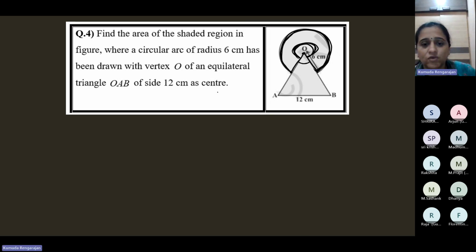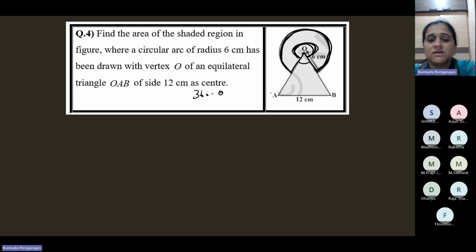See, children, we have taken the formula like this. Area of the major sector is equal to 360 minus theta. That means 360 minus 60, not 360 minus 300. You have to take the respective sector angle. If you take 300 directly, then it's not 360 minus 300. What is the major sector angle? 300 degrees. So 300 degrees by 360 into pi r square.